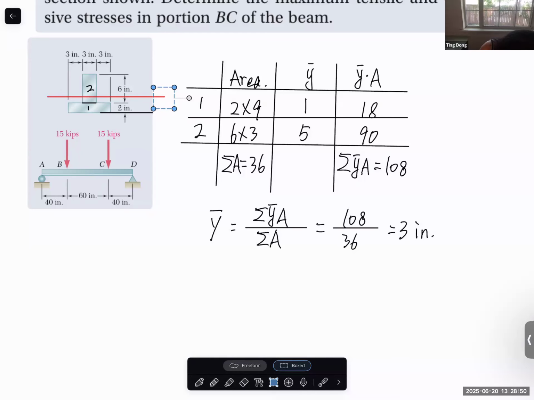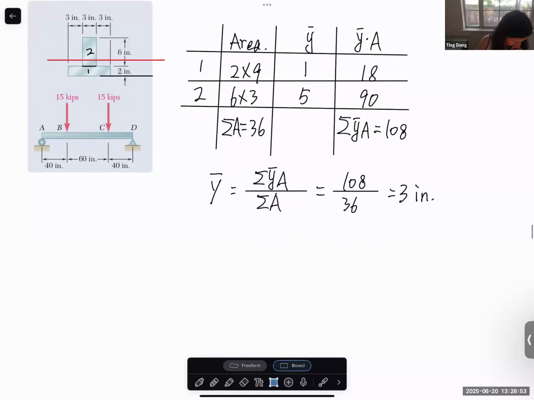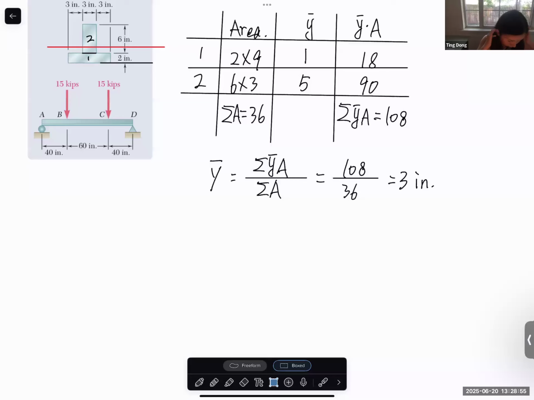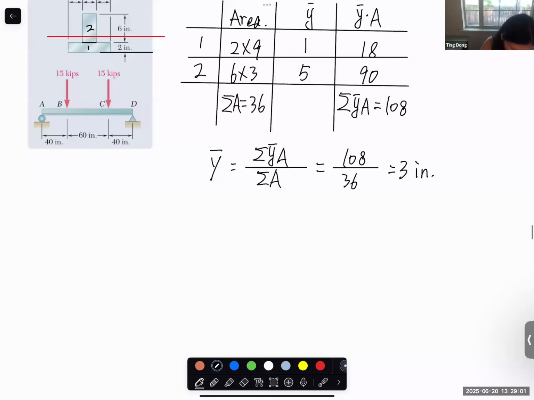This red line is the neutral surface of the entire cross section. Let's calculate the moment of inertia. And of course, for the moment of inertia, we need to consider 2 parts. Let's calculate each part separately. Try not to skip any step. I1 is equal to 1/12 B1 H1 cubed plus A1 D1 squared.